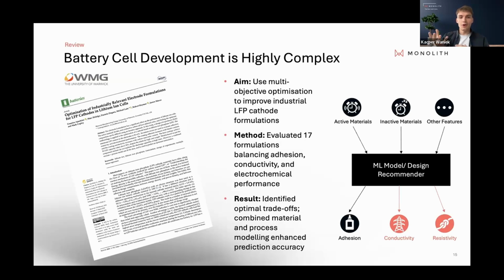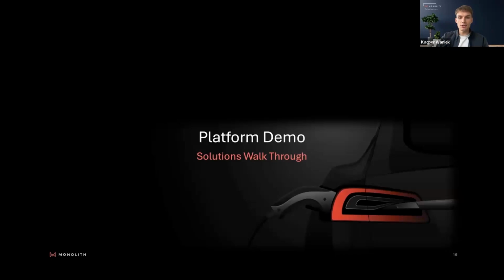Improving one parameter often comes at the expense of another. So, for example, increasing the binder improves adhesion but worsens conductivity. Adding more conductive additive may enhance rate performance but reduce energy density. So the question here is, how do you find the best balance between competing performance metrics? And that's exactly where a data-driven, AI-powered approach can make a difference. So I'll now jump into a demo that I've created on the Monolith platform.